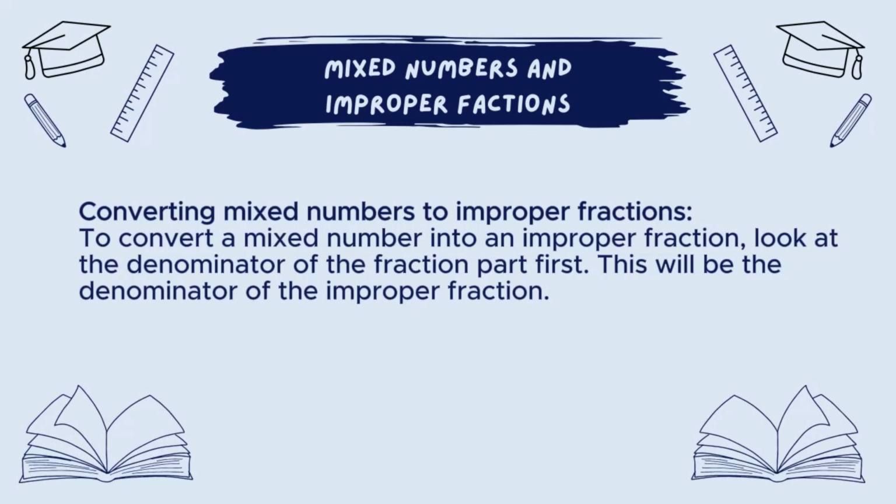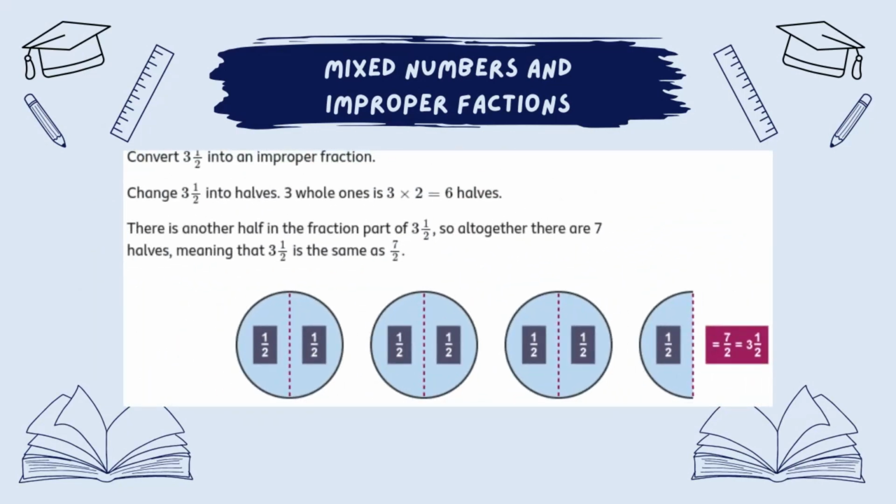Converting mixed numbers to improper fractions. To convert a mixed number into an improper fraction, look at the denominator of the fraction part first. This will be the denominator of the improper fraction. Convert 3.5 into an improper fraction. Change 3.5 into halves. 3 whole ones is 3 times 2, which equals 6 halves. There is another half in the fraction part of 3.5, so altogether there are 7 halves, meaning that 3.5 is the same as 7 over 2.